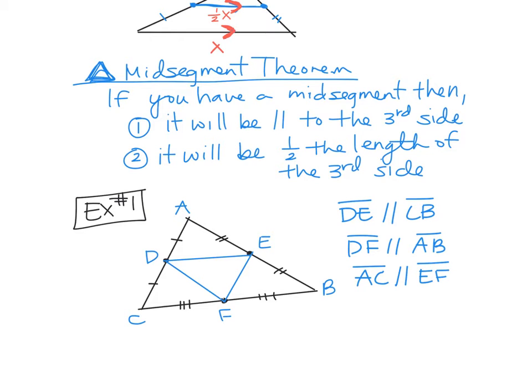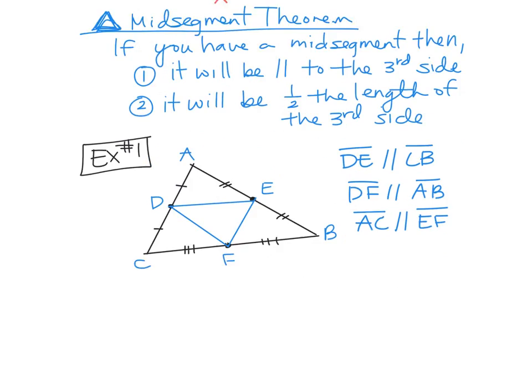Okay, so you can tell when they're parallel because they're not intersecting, right? So it's just the two that are a midsegment and the side that it's not in contact with. Okay, so that's pretty simple. Hopefully you can find your parallels with that.